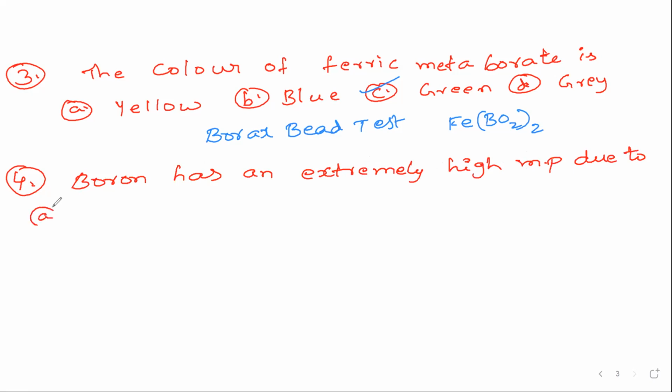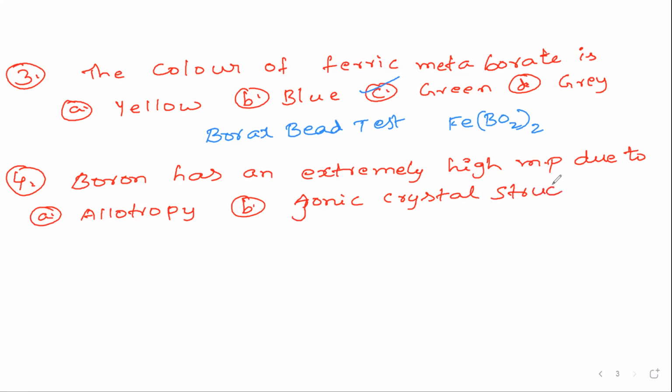Option A, it is allotropy. Option B, it is its ionic crystal structure. Option C, it is strong van der Waals forces between its atoms.